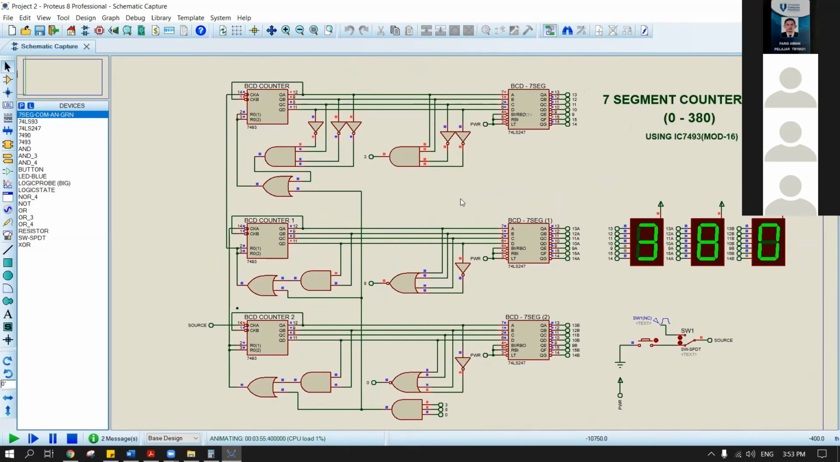So you guys got anything to ask? No. Yeah, I understand. It is hard to understand the main idea of why we have to use the gate, right? Yes.